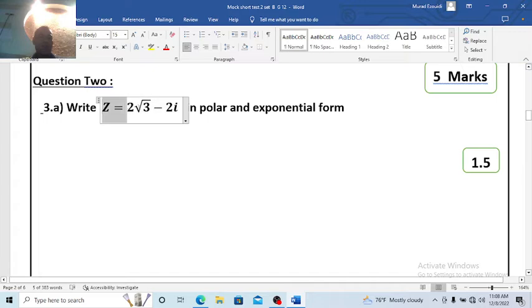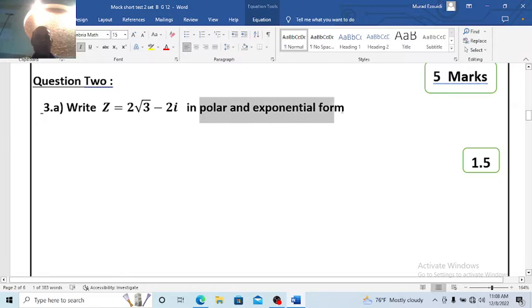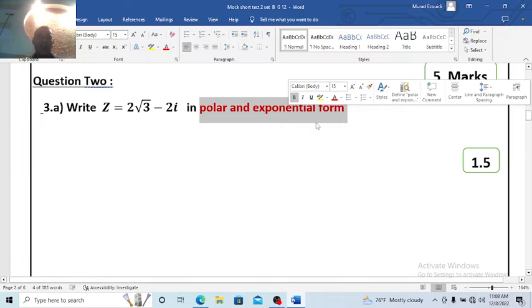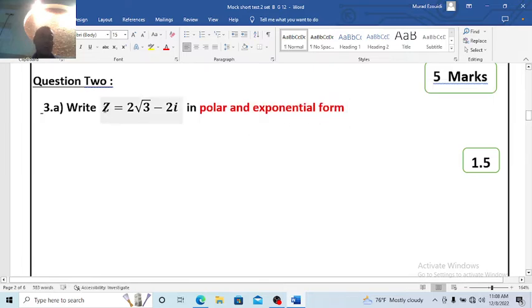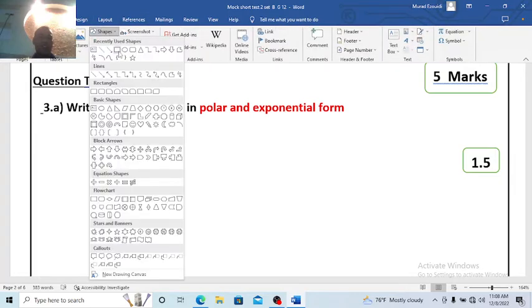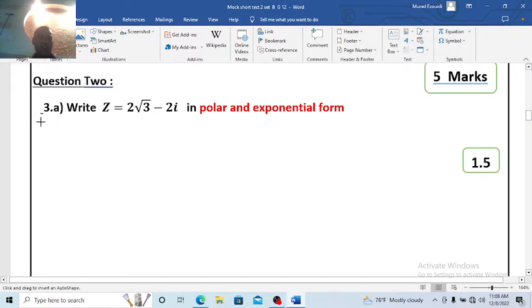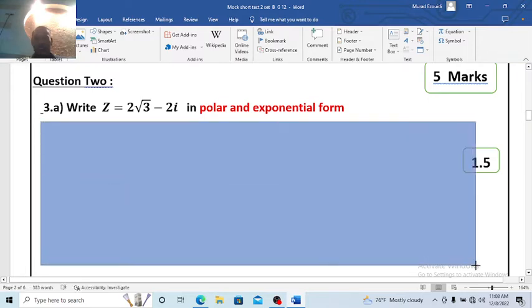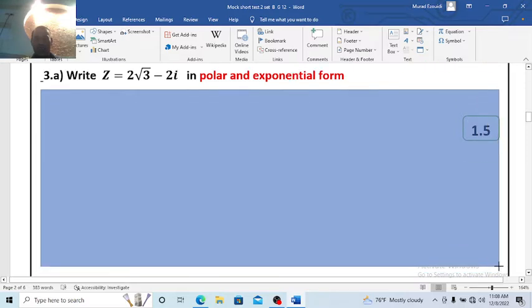Write z, which is equal to 2 times the square root of 3 minus 2i, in polar form. The question is looking for you to find its polar form and exponential form. Okay, so I will start with this, girls and boys. I will insert the place where I can solve this question. I hope the rectangle is big enough for you.